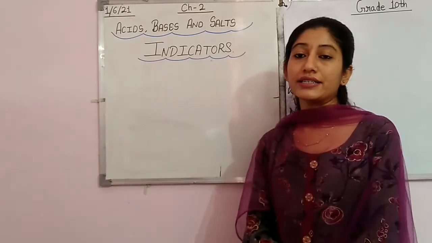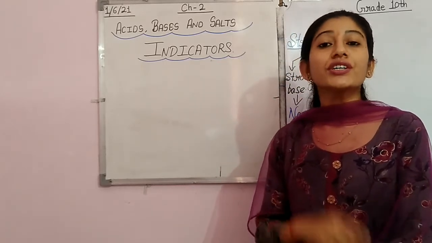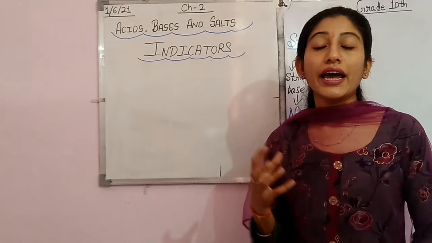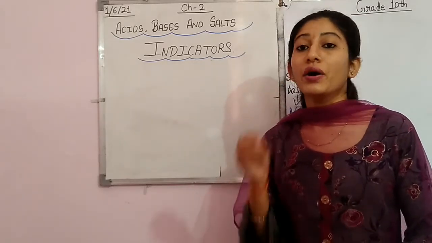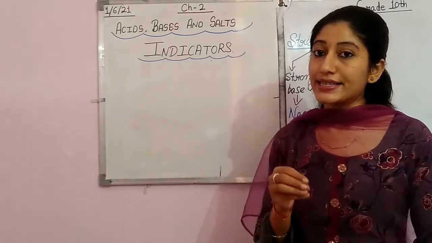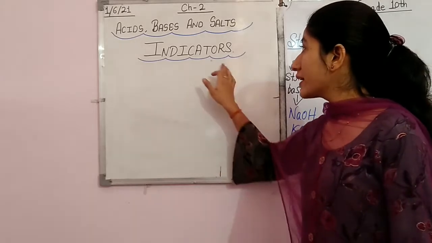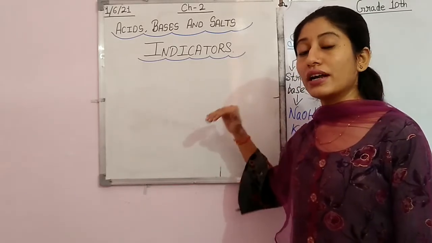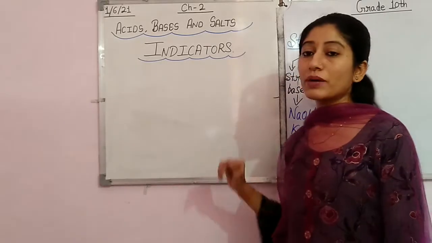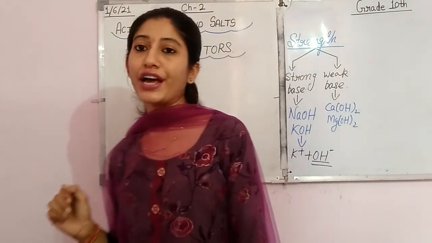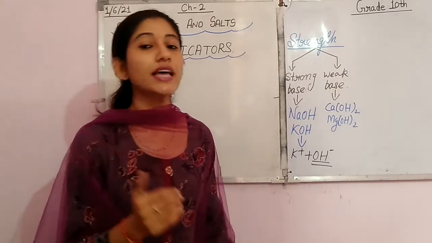So what are indicators then? These are the dyes which change their color, and by changing their color they give us the indication whether the given compound is acid or whether the given compound is base. Okay. These are the dyes which change their color to tell us the information about the acids and bases. When we talk about indicators, we have different types of indicators. Some indicators are natural indicators and some indicators are synthetic indicators.